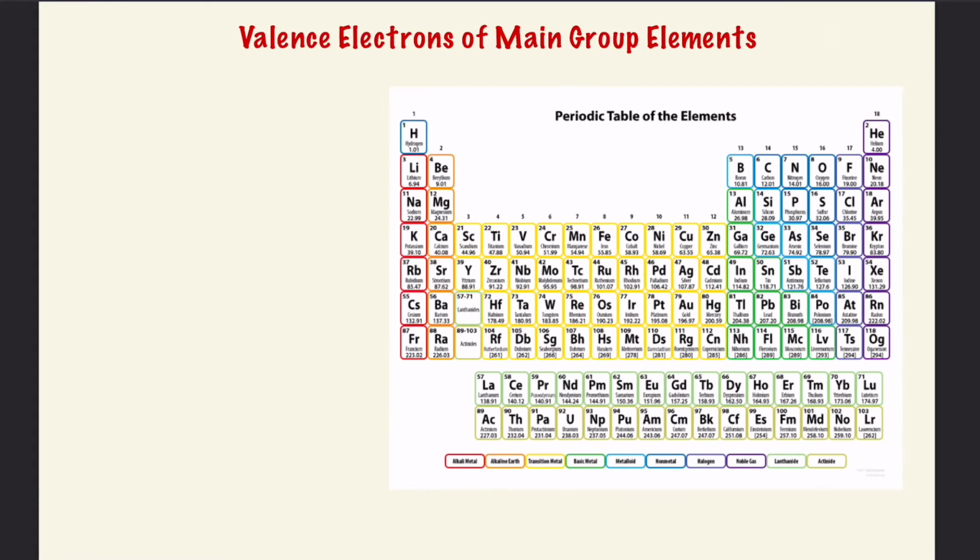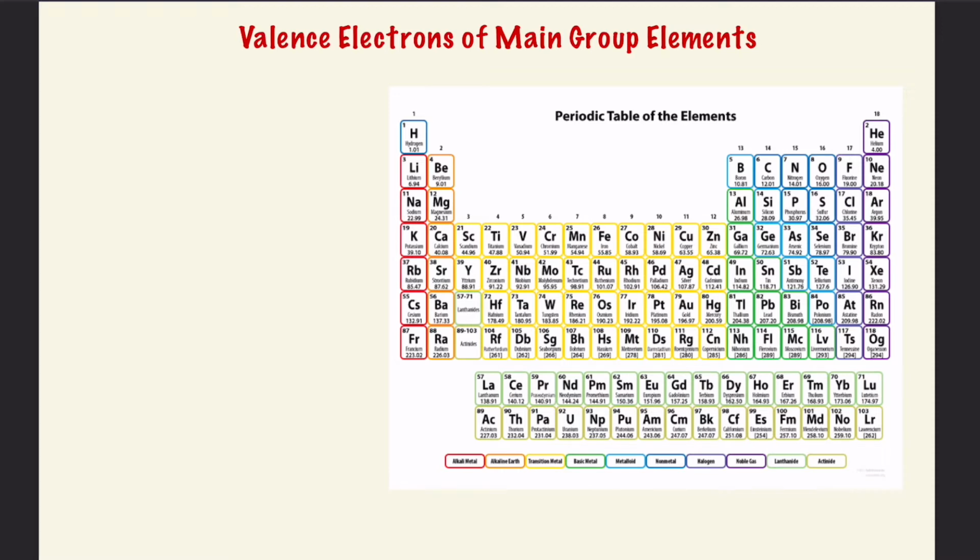To start off, let's learn how to determine the valence electrons in main group elements. We are not going to focus on these elements here, which are the transition metals. We are going to be focusing on these two groups and the rest of these groups over here. Determining the number of valence electrons in these main group elements is actually quite easy, because we are just going to look at the group numbers.